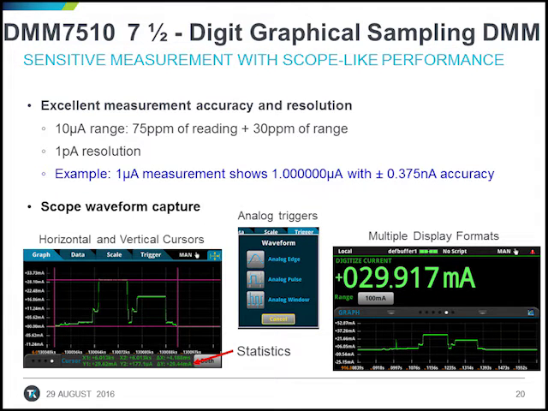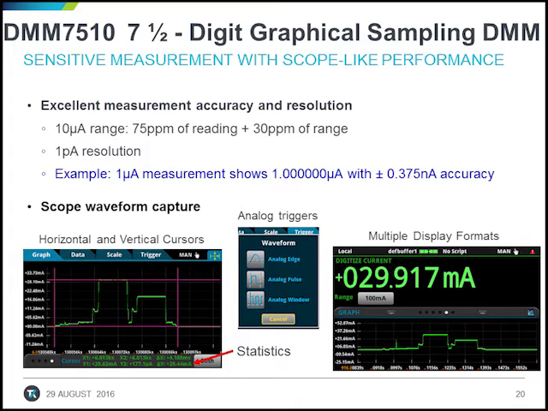Let me give you a feel for how good a sleep mode measurement you can make. On the DMM 7510's lowest current range, the 10 microamp range, the DC current accuracy is 75 ppm of reading plus 30 ppm of range. A 1 microamp reading shows digits down to 1 picoamp with a 0.375 nanoamp tolerance. The accuracy specification covers a 2-year time interval. Thus, this measurement quality is not limited to a very short time period.